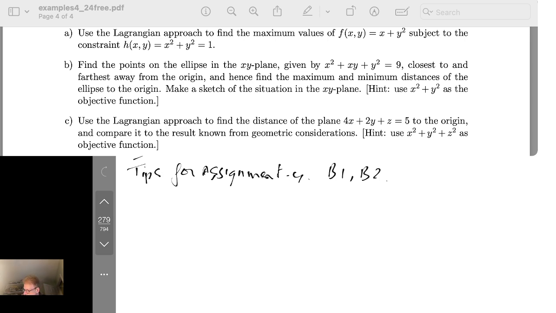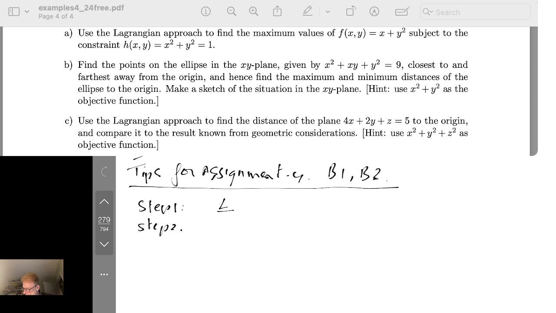It's a nice collection of questions in terms of seeing different solution methods. In all cases, since we haven't covered the principal minor test for bordered Hessians, B1 and B2 concern writing down the Lagrangian L.